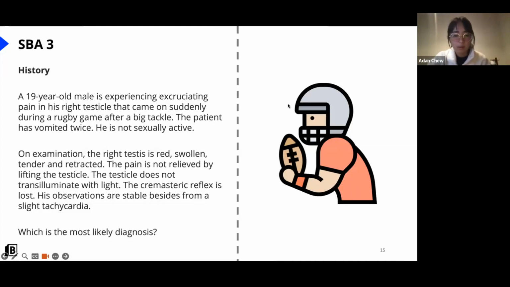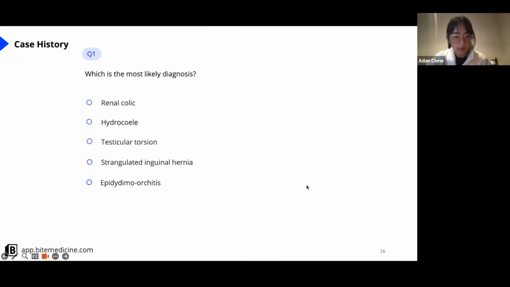So what's the most likely diagnosis in this gentleman? Is it renal colic, a hydrocele, testicular torsion, a strangulated inguinal hernia, or epididymitis? So I'll give you guys a few seconds to answer, hopefully this is a very straightforward question.